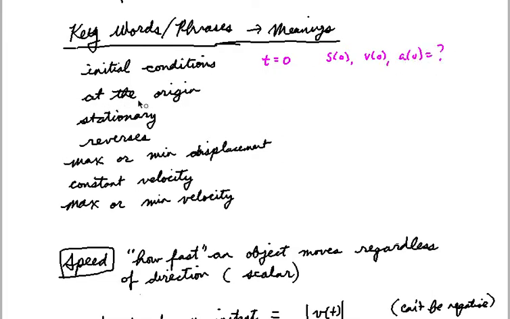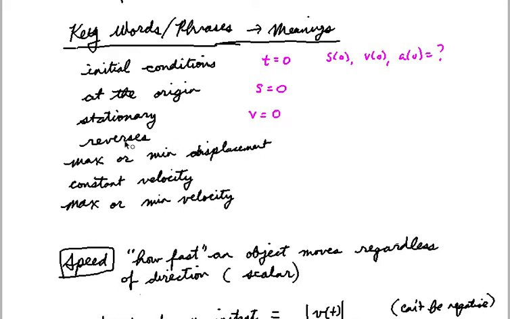If I say the point is at the origin, what does that tell me? Well, that means that S, my displacement, is 0, isn't it? If a point is stationary, if it's not moving at a certain point in time, what does that tell me? It doesn't tell me anything about the displacement. It doesn't necessarily tell me what time that is, but it does tell me that the velocity at that point is going to be 0.